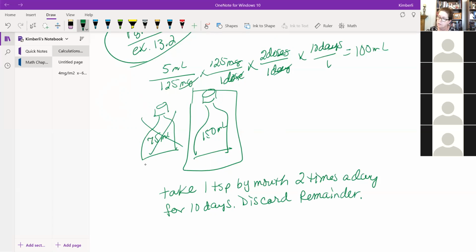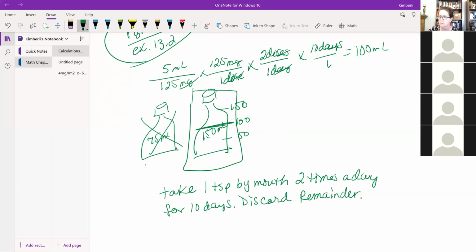Okay, so they're only going to take 2/3 of that, right? So if that's 50 and that's 100 and that's 150, they're only going to take 100 milliliters of it, right? So they're going to have a little bit left at the end, and they need to know to throw it away because this drug is only good for 10 days anyway.